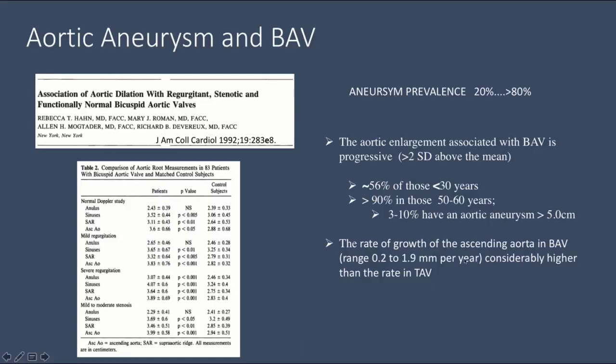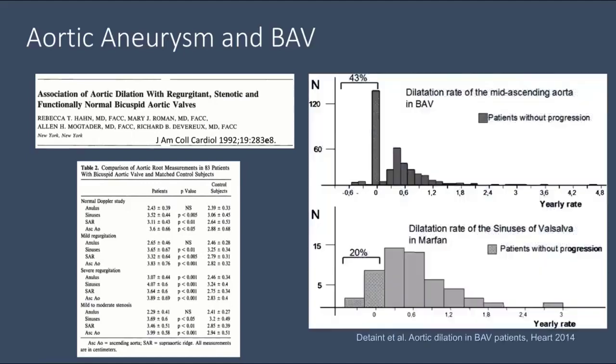And what we also know is that the rate of growth of the ascending aorta in those with BAV is considerably higher than that of a tricuspid aortic valve individual. But we also know, as shown in this study in Heart, published in 2014, that not everyone has progressive aortic dilation. So they looked at these individuals with BAV and followed them anywhere from 3 to 5 years, and 43% of individuals had stable aortic dimensions. And this is in contrast to those with Marfan syndrome, where you can see about 80% will have continual aortic growth on a yearly basis.